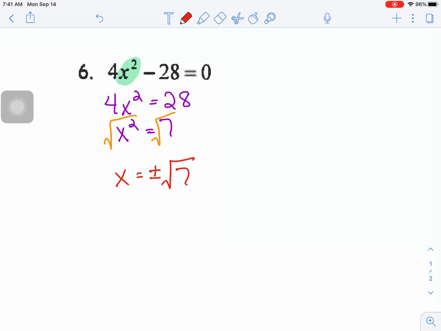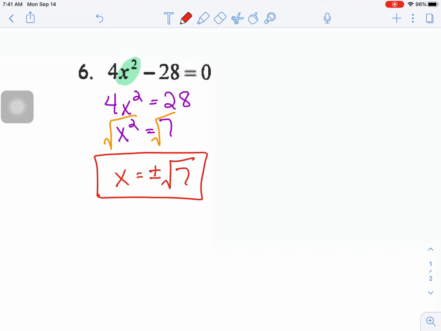Now in this case, it's a positive number under the root, so this is a real answer. Don't have to worry about using i or imaginary numbers. And 7 is a really nice prime number that is not going to be simplified any further. So problem number 6, you're officially done right there.